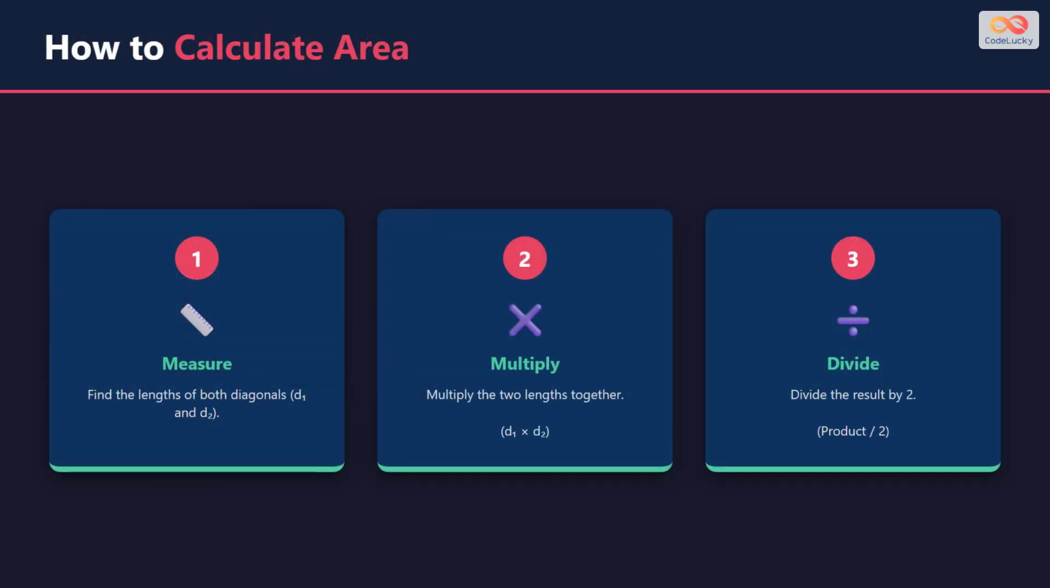So here is the step-by-step process. First, measure or identify the lengths of both diagonals. Second, multiply those two numbers together. And third, divide that result by 2. Do not forget the last step.